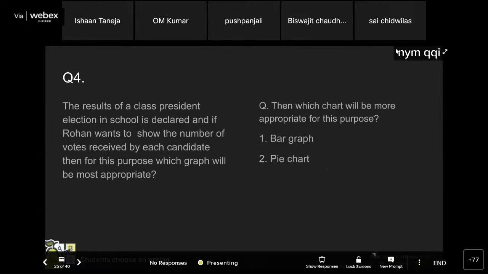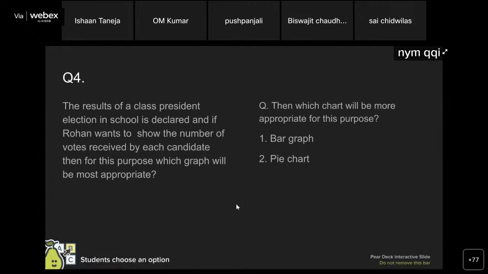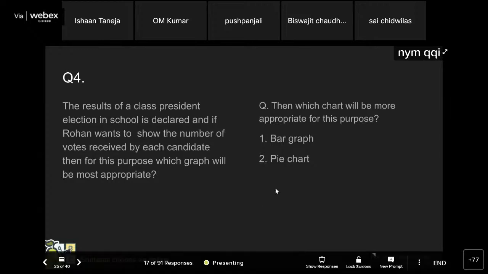Okay, moving further, we have discussed all these concepts. Let's see how much you have grasped. So the result of a class president election in a school is declared. And our major interest is in the number of votes. The major thing you need to focus on in this question is that the number of votes received is what we want to visualize through the chart. So which graph would be more appropriate, bar chart or pie chart?